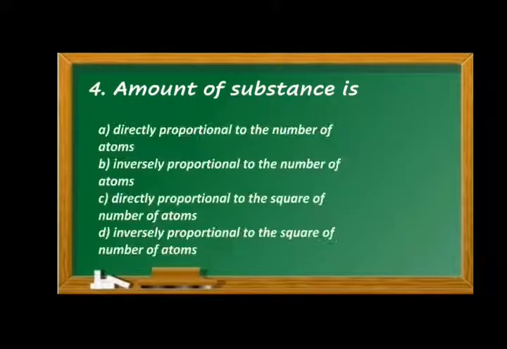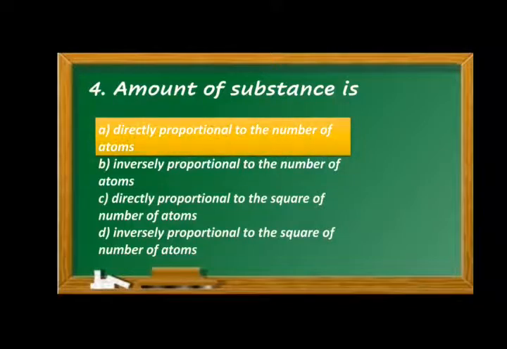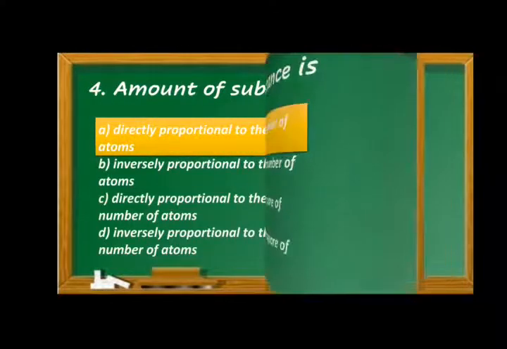Amount of substances dash. Directly proportional to the number of atoms, inversely proportional to the number of atoms, directly proportional to the square of number of atoms, inversely proportional to the square of number of atoms. You all know amount of substance is directly proportional to the number of entities, and the entities can be atoms, molecules or ions. So the answer is directly proportional to the number of atoms.